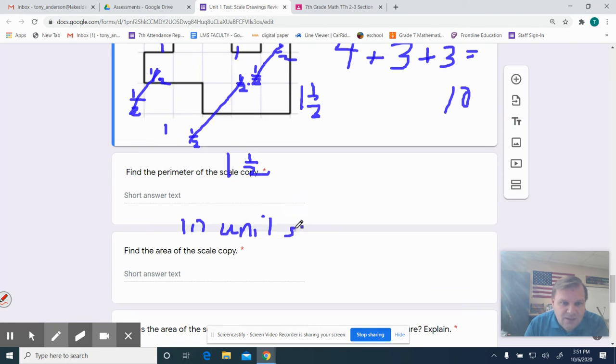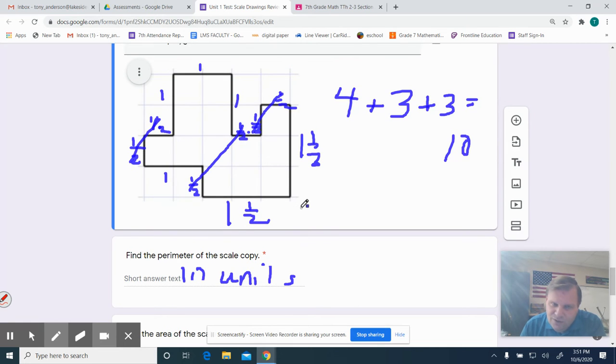Okay. Find the area of it. Well, to find the area, I just count. And there are 13 blocks here. So I'm going to put the area of the original is 13 square units.